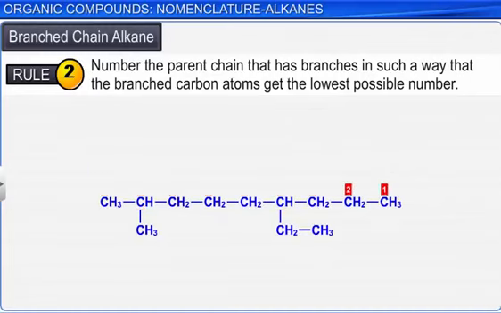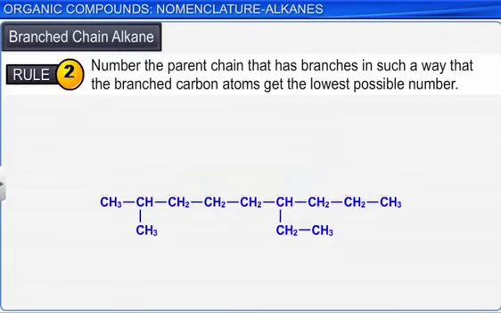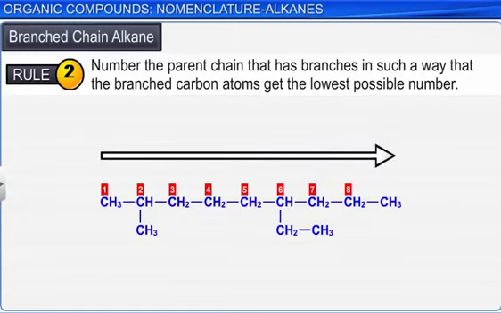And if we number the chain from right to left, then the branches are located at carbon 4 and 8. As per rule 2, the numbering should be done from left to right.